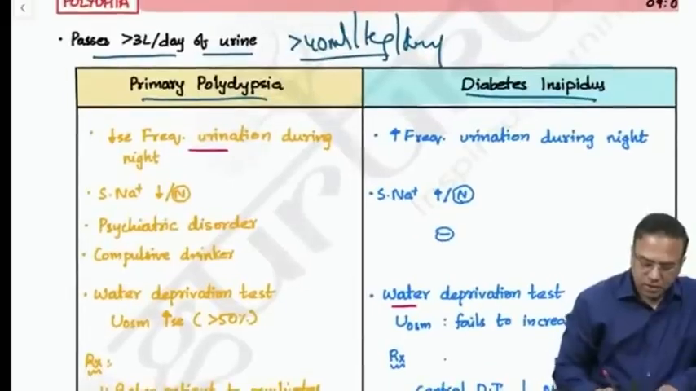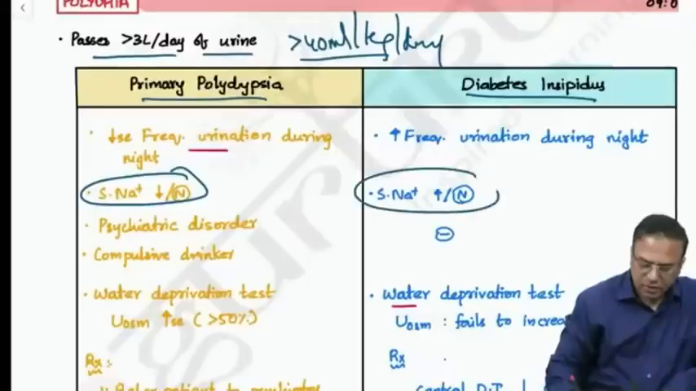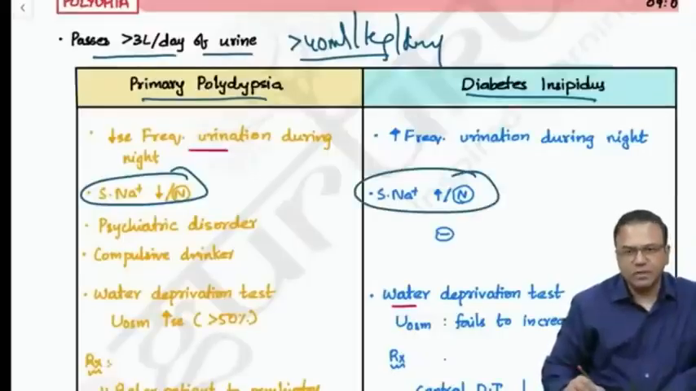So to summarize then, the anchor point in deciding whether it is primary polydipsia or diabetes insipidus is basically the serum sodium.